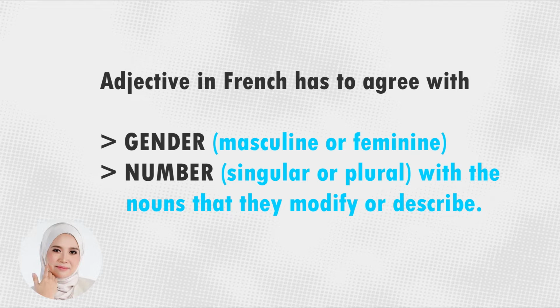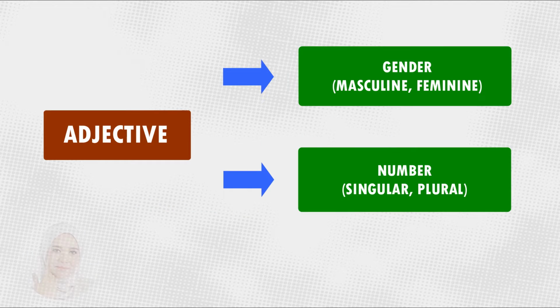Now, let's look at the next slide to understand better. Again, the adjective in French has to agree with two things. The first one is the gender, and the second one is the number. The gender in French can be masculine noun or feminine noun. The number can be singular or plural. So the adjective has to follow this and agree with this too. Now let's move to the next one.